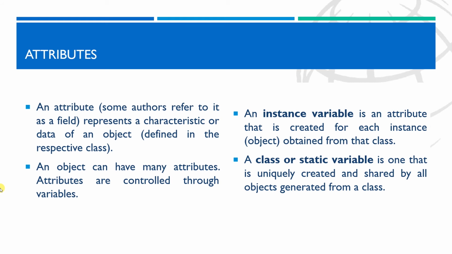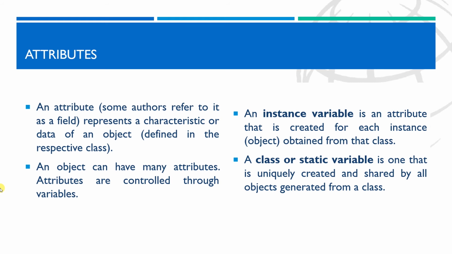Attributes can be classified into instance variables and class variables or static variables. An instance variable is an attribute that is created for each instance obtained from that class. This means that each object has this attribute, but with a particular value, which determines its state. Therefore, a copy of each instance variable is created for each generated object, and memory space is reserved for each of the variables.